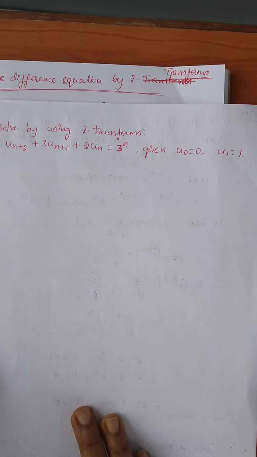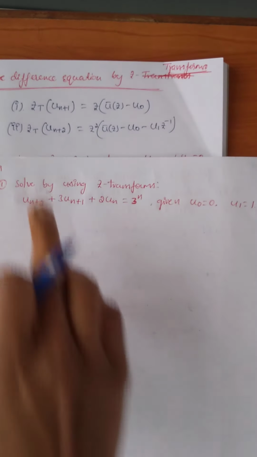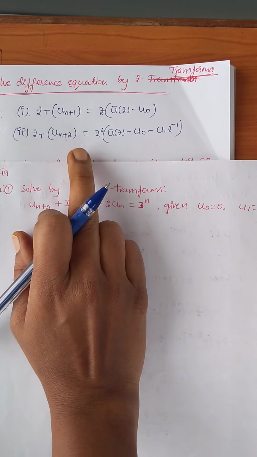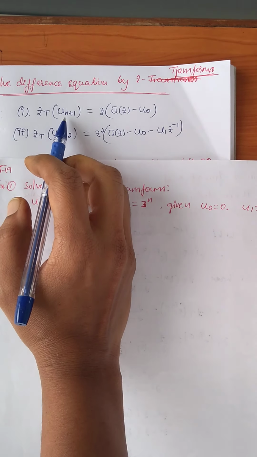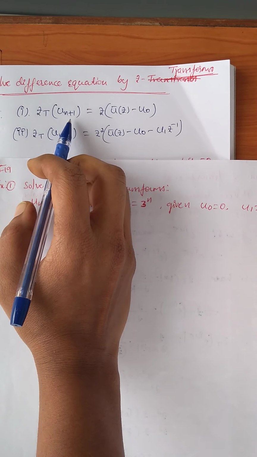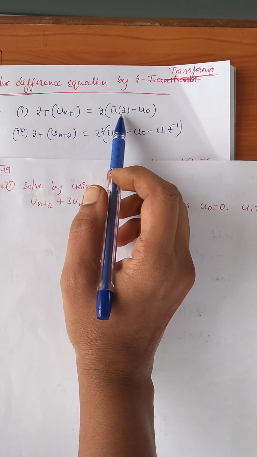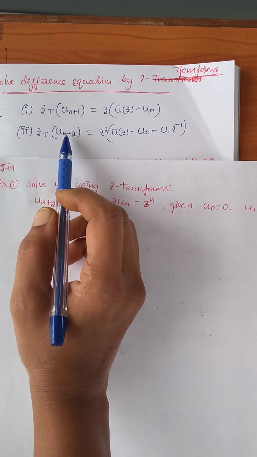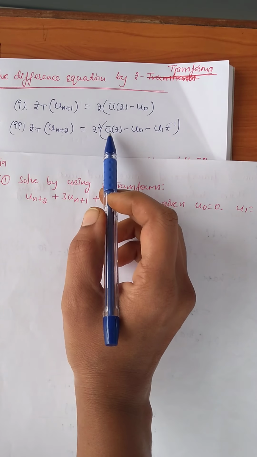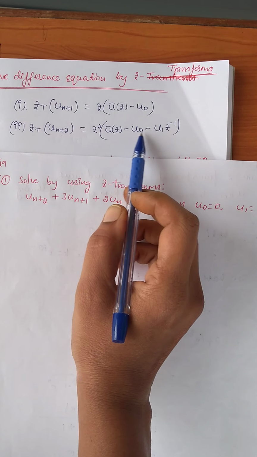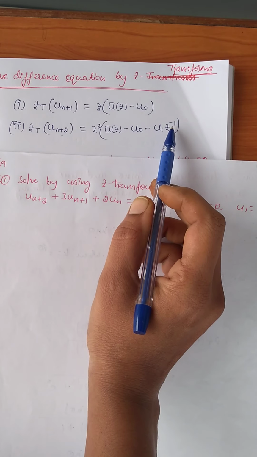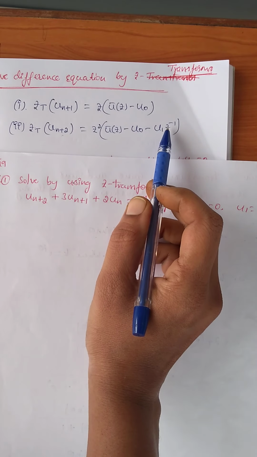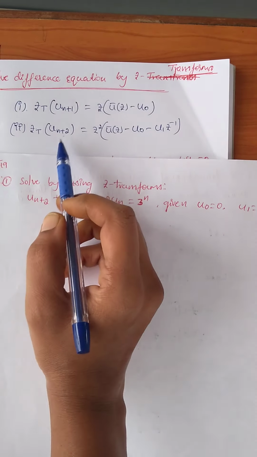For solving this difference equation by Z transform, we should use these important formulas. Z transform of u(n+1), the first difference formula, is z times u bar of z minus u0. Z transform of u(n+2), the second difference formula, is z square u bar of z minus z square u0 minus u1 z to the power of minus 1. Maximum they are asking only the second difference u(n+2).